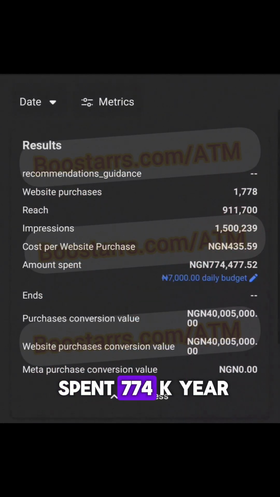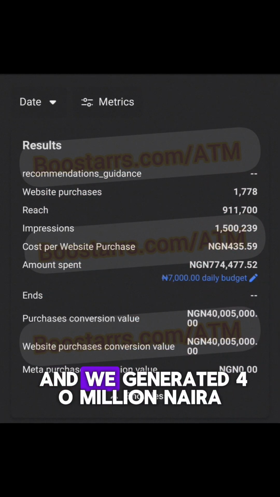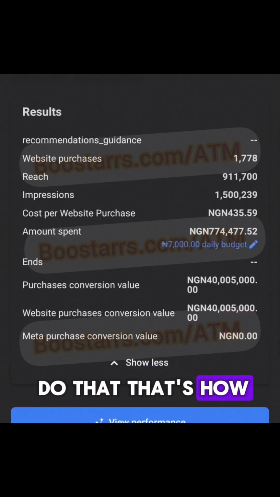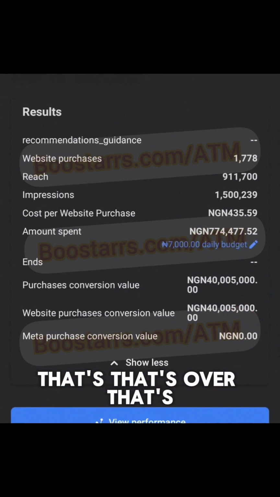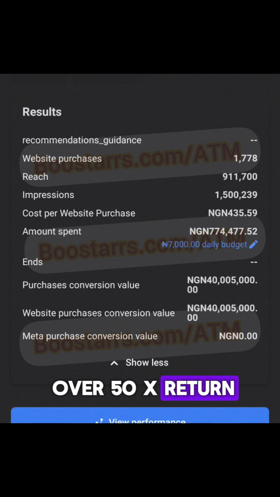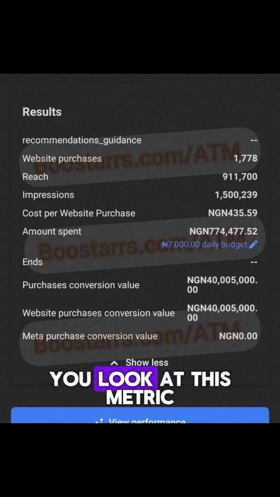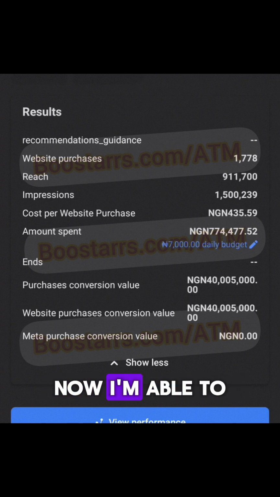You see, we just spent 774K a year, and we've generated 40 million naira. That's over 50X return on ad spend, not on investment, on ad spend. Now if you look at this metric, how do I get this type of result? I'm able to get this type of result because I can reach an audience that people do not know about.